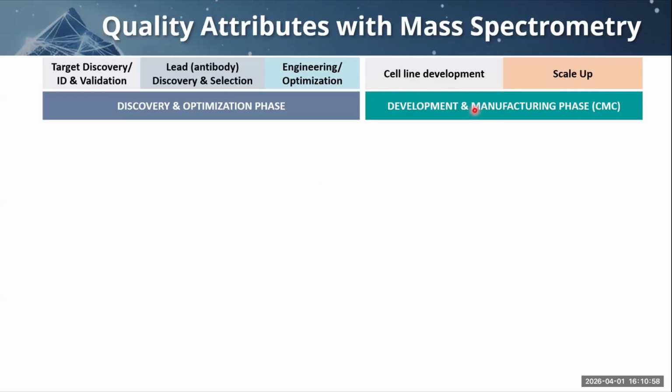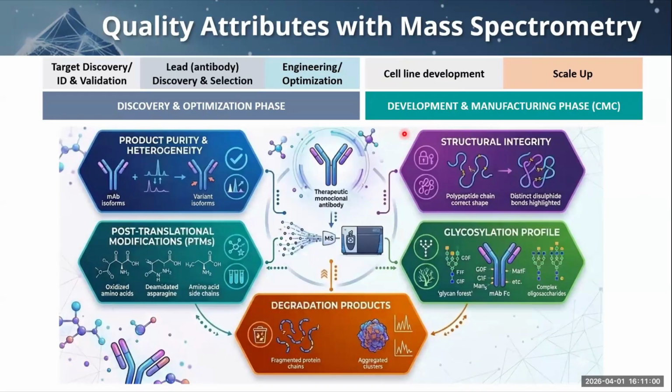primarily non-GMP work. Some of the critical quality attributes that we focus on for antibodies include structural integrity. We're experts at sequencing. We also look at product purity and heterogeneity, looking at different variants, whether your antibody is mispaired. I will show an example of that at the end of this talk. We also look at post-translational modifications, glycosylation profiles, and degradation products. And this is not an exhaustive list.